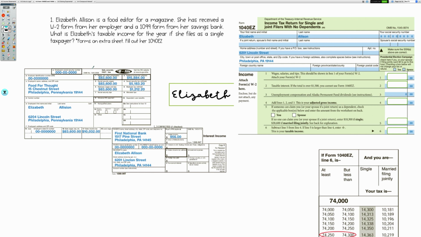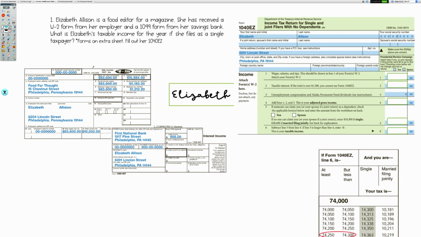So we're going to talk about Elizabeth. We'll be looking at Elizabeth's forms together. Elizabeth Allison is a food editor for a magazine. She has received a W-2 form from her employer and a 1099 from her savings bank.